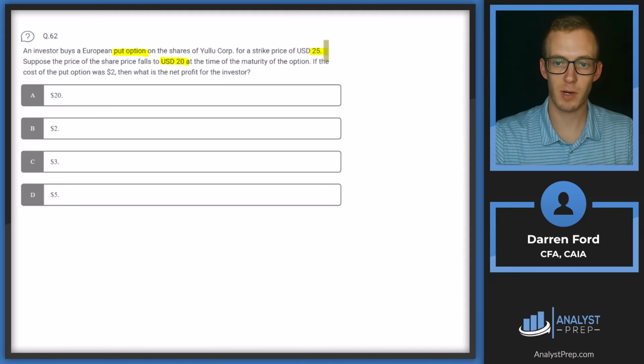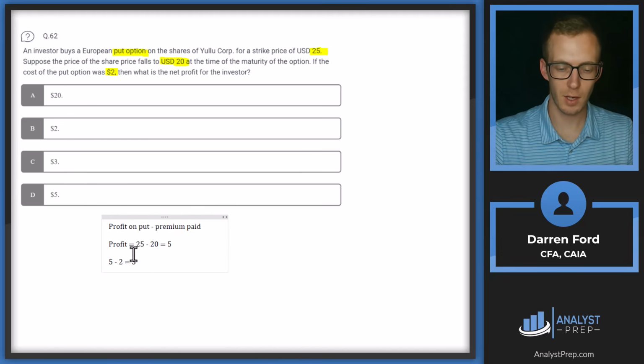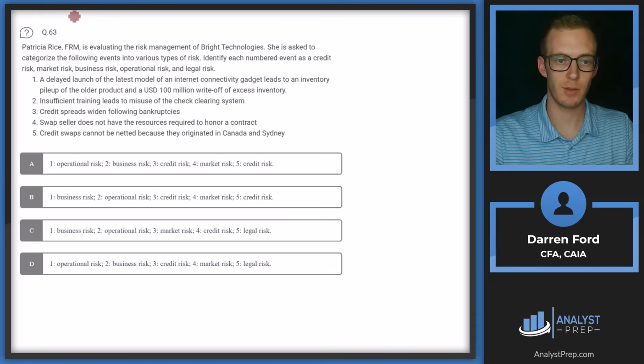So we bought at a strike price of 25 and we gained $5 per share here. So we gained $5, but then we need to take into account that premium. So we're going to have to take $2 off of our profit. So this one's pretty straightforward. Our net profit is going to be the profit on the put minus premium paid. So that profit will be 25 minus 20 gives us 5, and then subtract out that premium, $3. Answer C.